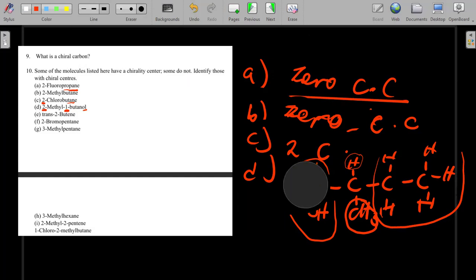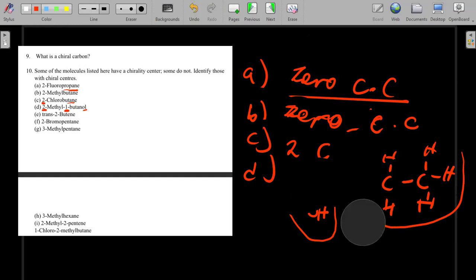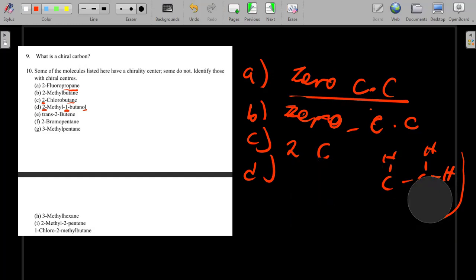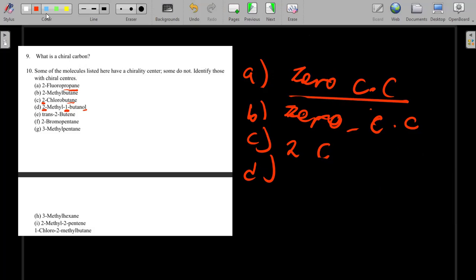These others are not chiral carbons because you can clearly see you have 2 hydrogens attached to this carbon and 3 hydrogens attached to the other carbon, which are same atoms. Okay, so those are not chiral carbons. So for D, we've seen that our carbon number 2 is also a chiral carbon. Okay, so let's do the last one.